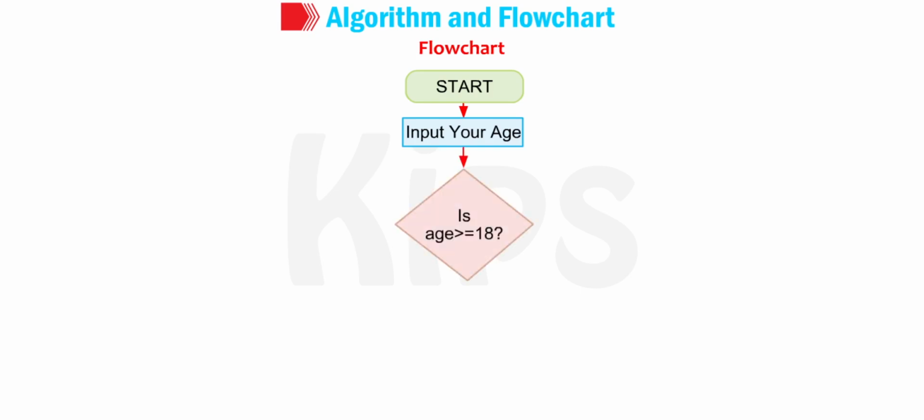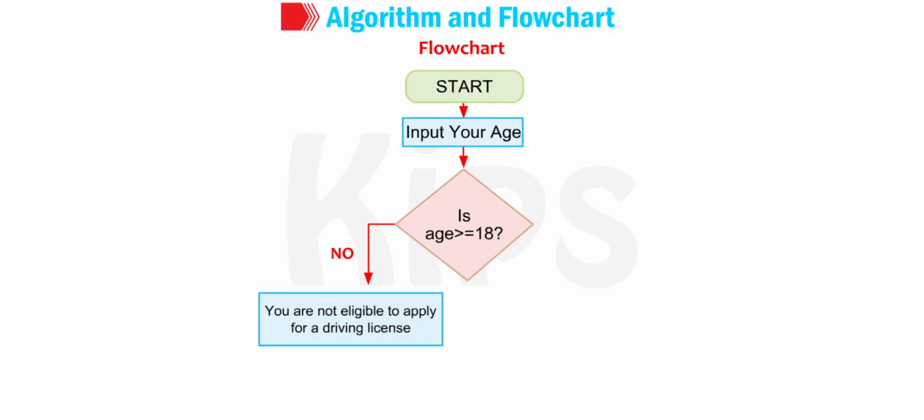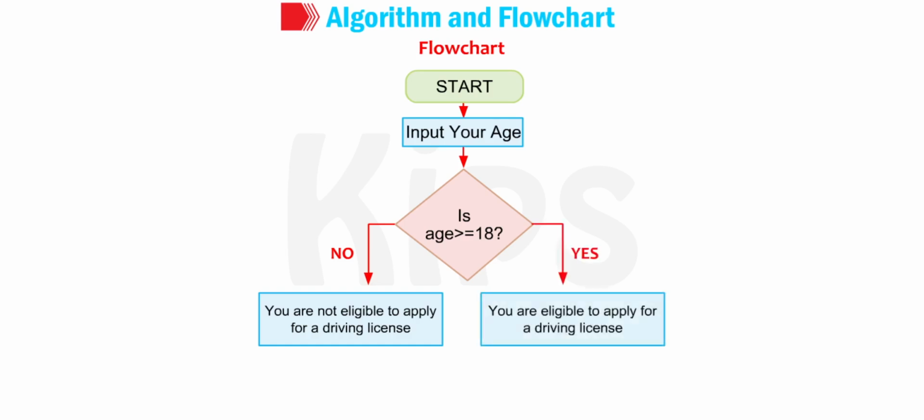Students, let us know about flowchart. It is a pictorial representation of the flow of steps to solve a problem. Let us draw a flowchart for the above mentioned example. Start. Input your age. Is age greater than or equal to 18? No: you are not eligible to apply for a driving license. Yes: you are eligible to apply for a driving license. Stop.